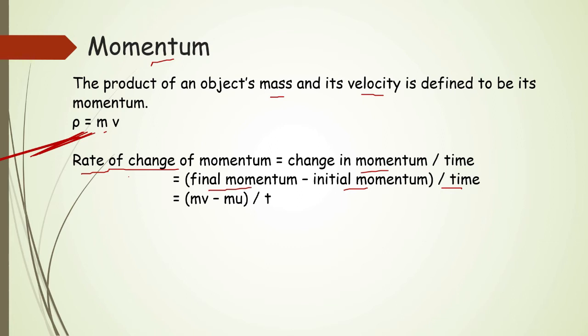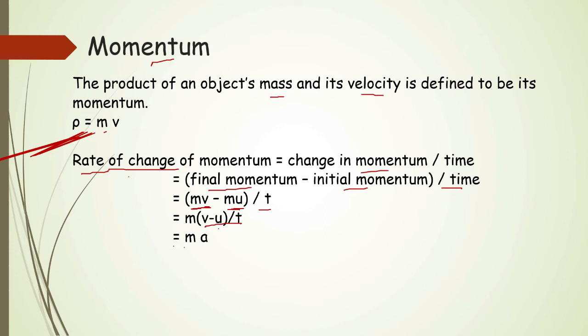So suppose v is the final velocity. So m into v will be the final momentum of an object. And the initial momentum of an object is nothing but mass into the initial velocity u. Correct? So this we divide by the time t. This should denote the rate of change of momentum. So this we can rewrite as m is common, the mass does not change, the final velocity minus initial velocity divided by the time taken. And we know that v minus u by t is the acceleration. Final velocity minus the initial velocity divided by the time taken is the acceleration.